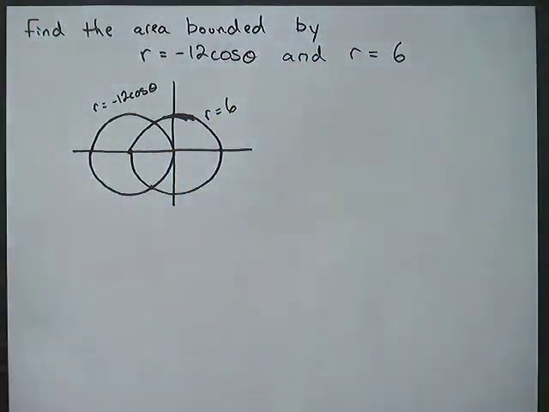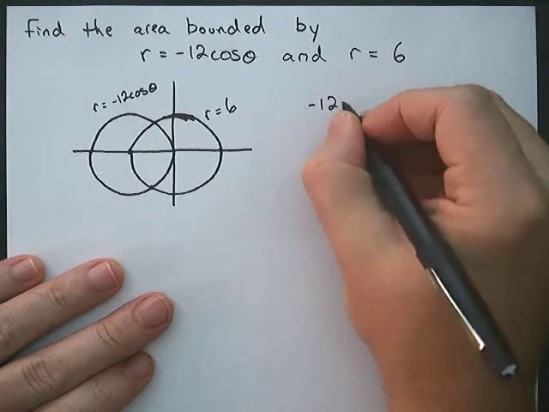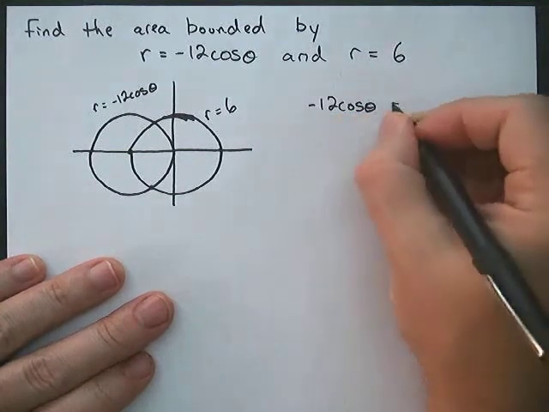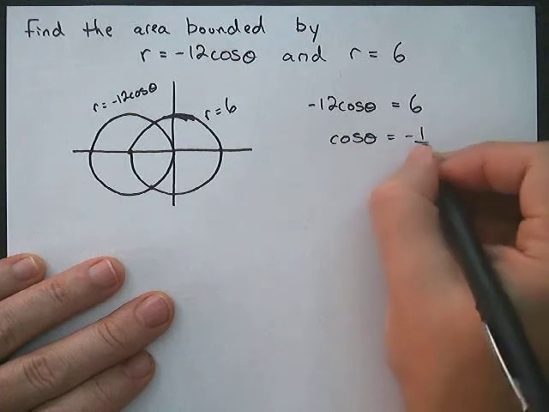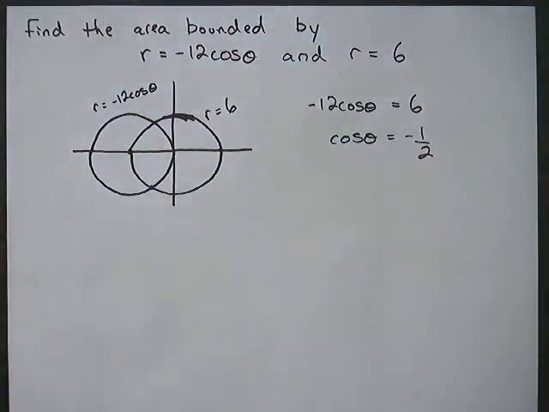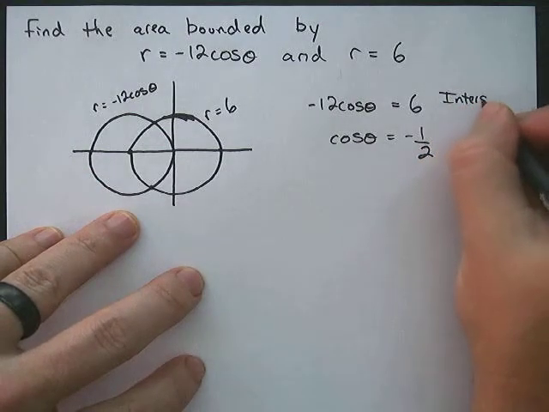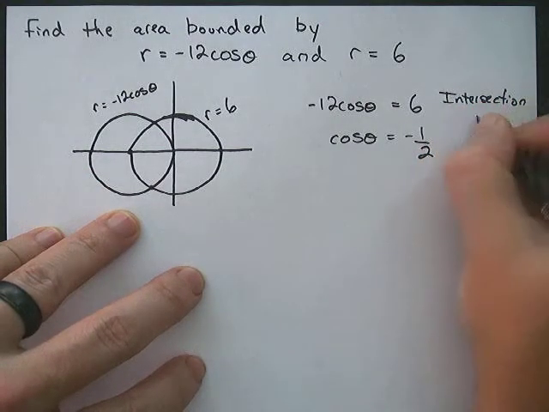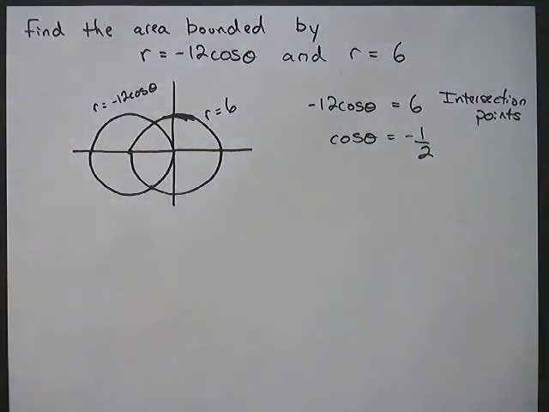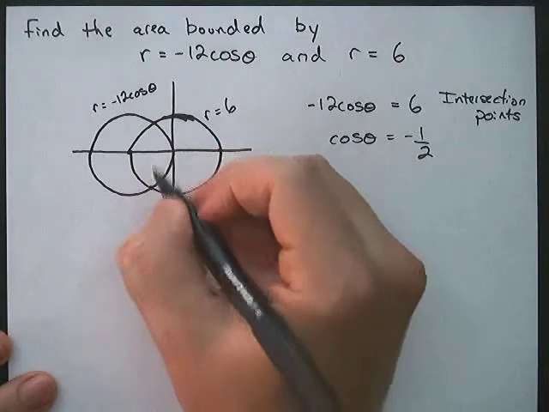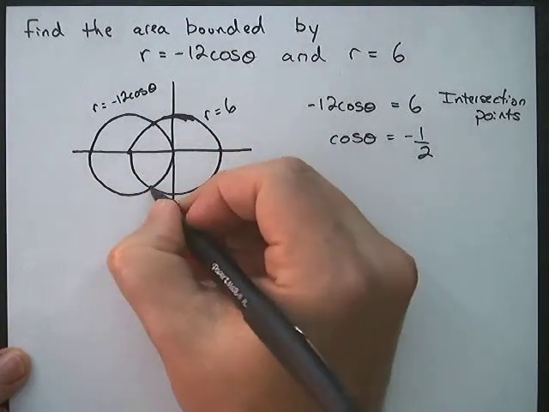So the first thing I need to do is set these things equal to each other. Negative 12 cosine theta is equal to 6. So cosine theta is equal to negative 1/2. Okay, and that will tell me my intersection points. Where we can see that this is in the second and the third quadrant. So here and here.